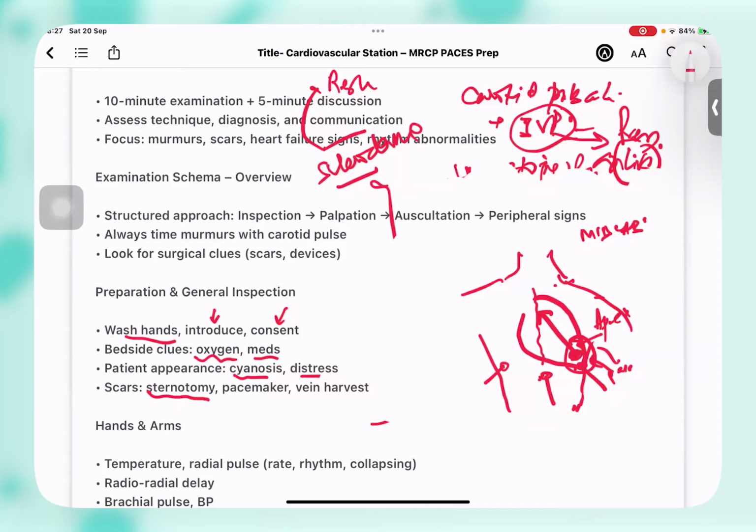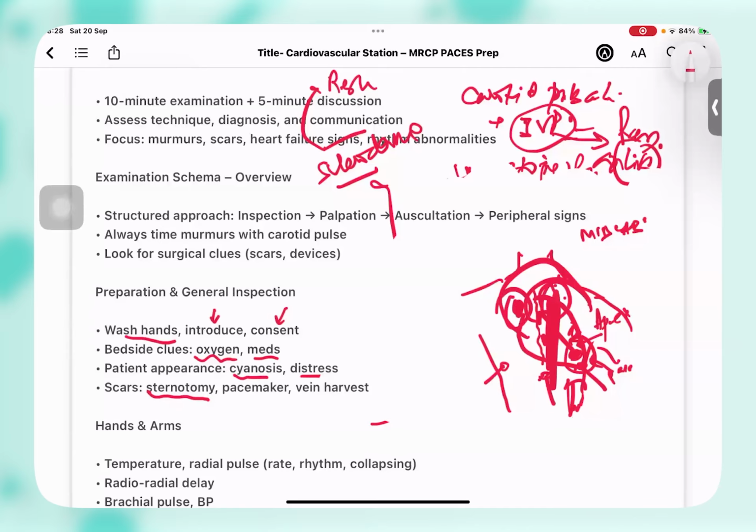Is that okay? So do not put your stethoscope directly on the apex. Then you go to mitral area, then tricuspid area, then aortic area, then pulmonary area. Initially, you feel all of them with your hands, the apex beat first, then the heaves and the thrills.